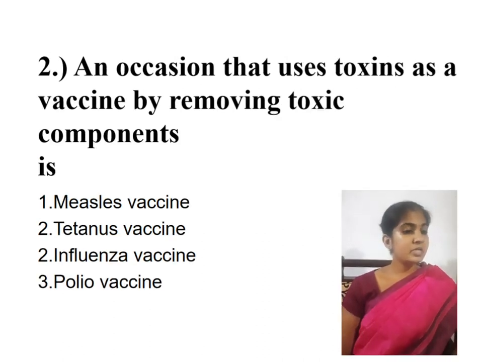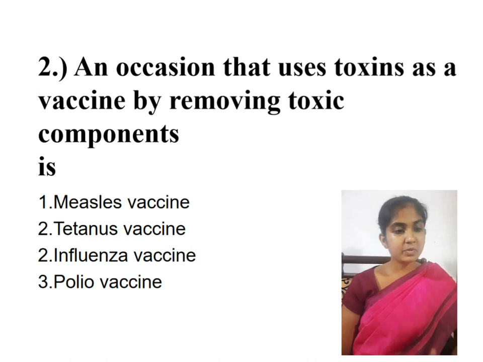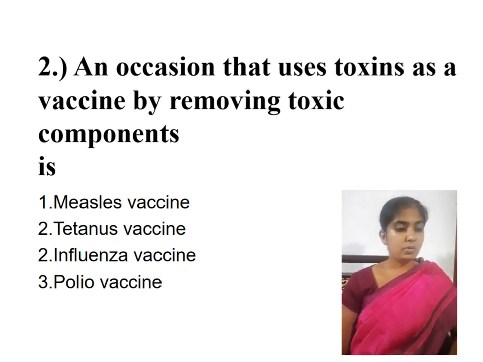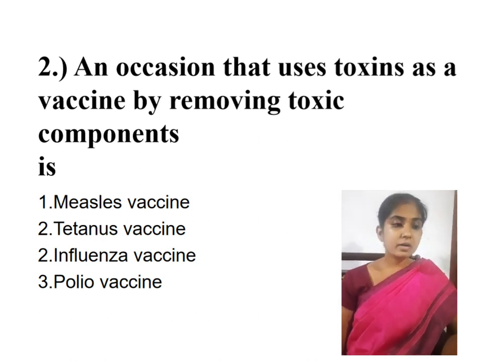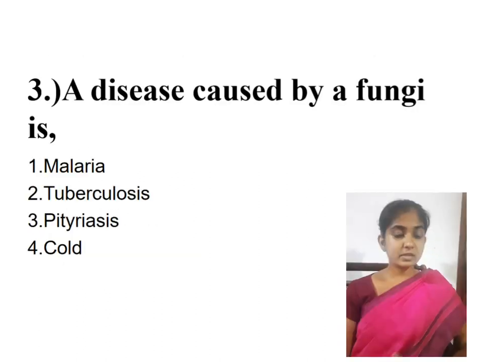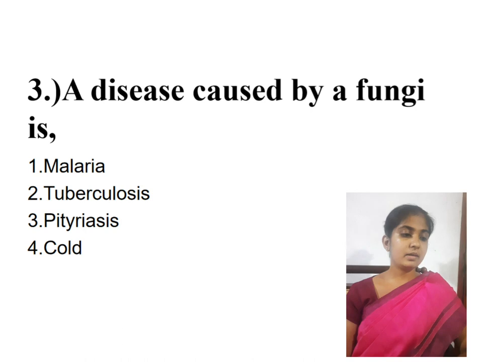Second question, an option that uses toxins as a vaccine by removing the toxic component. We know there are four answers. Measles and polio vaccines are produced by weakened microorganisms. The influenza vaccine is produced by killed microorganisms. So we have to take the tetanus vaccine, produced by removing toxic components in microorganisms.